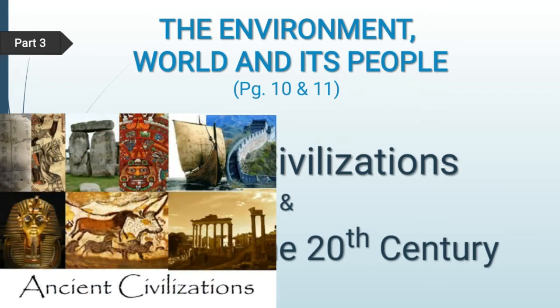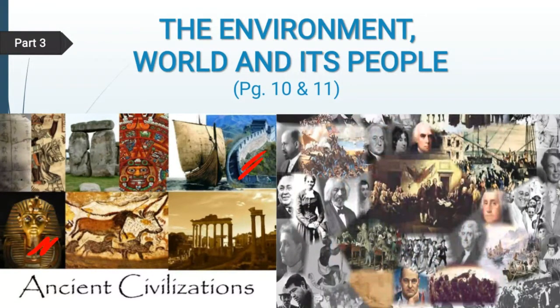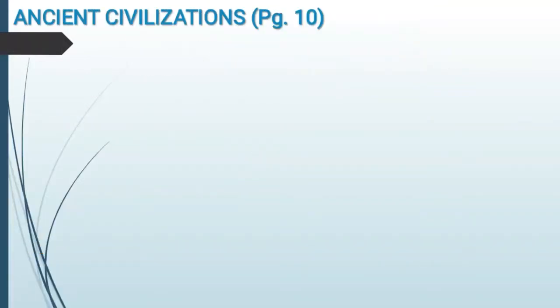Here are some examples for ancient civilizations. For example, this is Egyptian civilization and then this is China. You know this, isn't it? The Wall of China. And then here are some great and most popular leaders of the 20th century. Now all of you take page number 10.